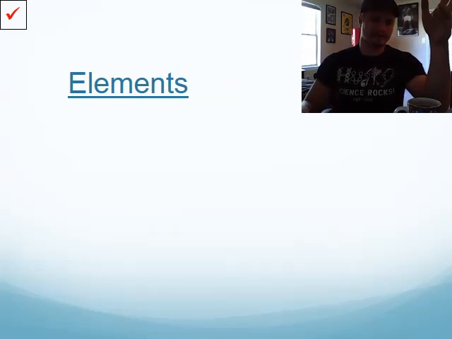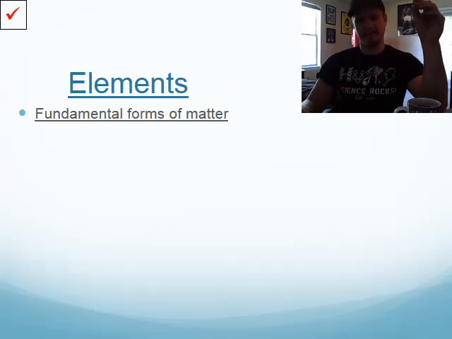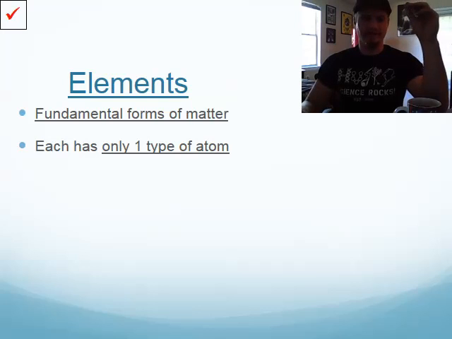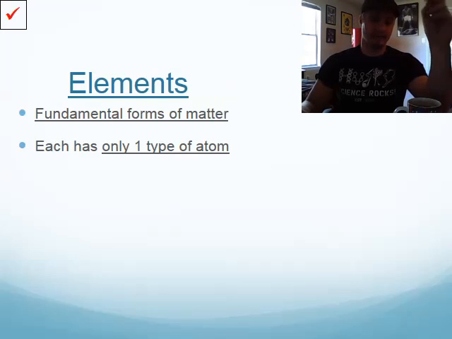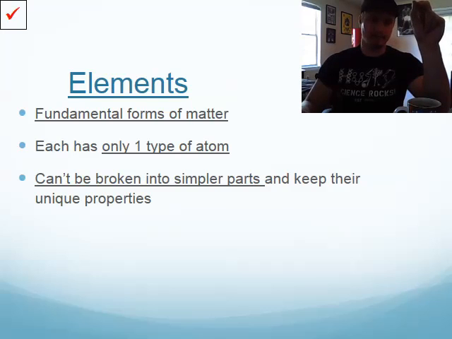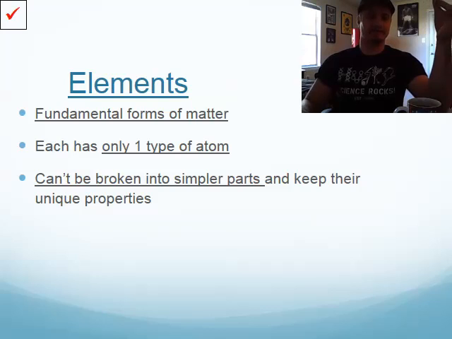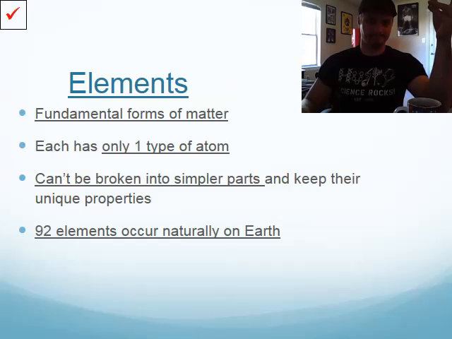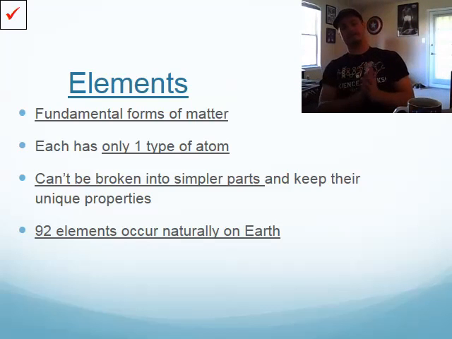So the first thing we're going to talk about today are elements. What elements are, they are the fundamental forms of matter. Each type has only one type of atom. Now, atoms are the absolute smallest particles that we can work with, and they cannot be broken down into simpler parts and keep their unique properties. And 92 of these occur naturally on Earth.